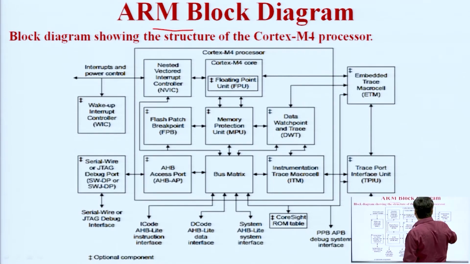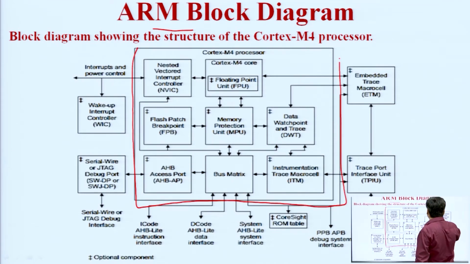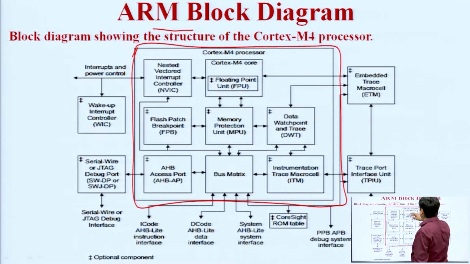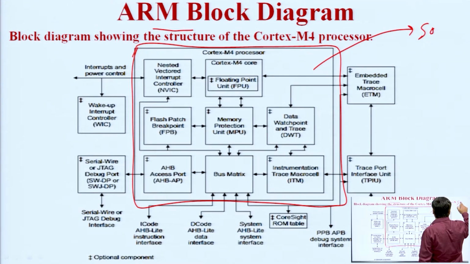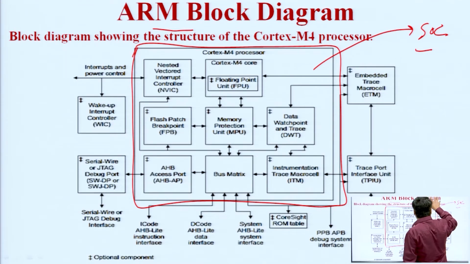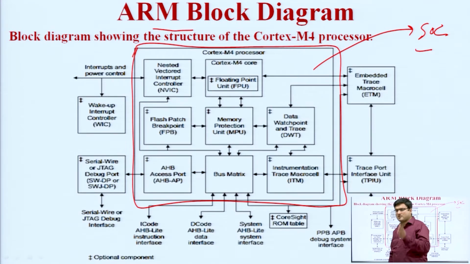In this block diagram, this is basically a chip, the ARM Cortex M4 processor. The ARM M4 processor is basically a microcontroller, where all the things are integrated on the same chip. So this is basically a SoC, system on chip, integrating the entire system. The entire system means it has a memory unit, a peripheral unit, a set of registers, and a timer, all integrated on the same chip.